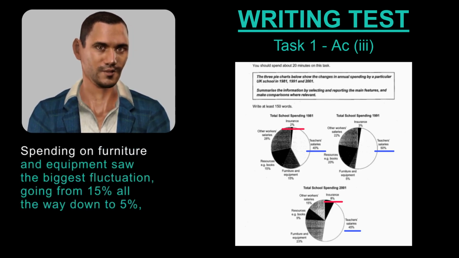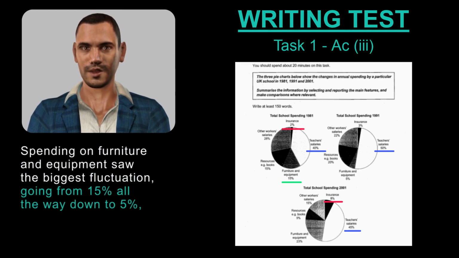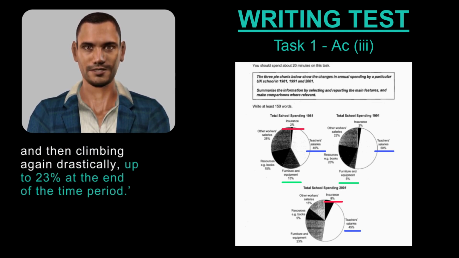Spending on furniture and equipment saw the biggest fluctuation, going from 15% all the way down to 5%, and then climbing again drastically, up to 23%, at the end of the time period.